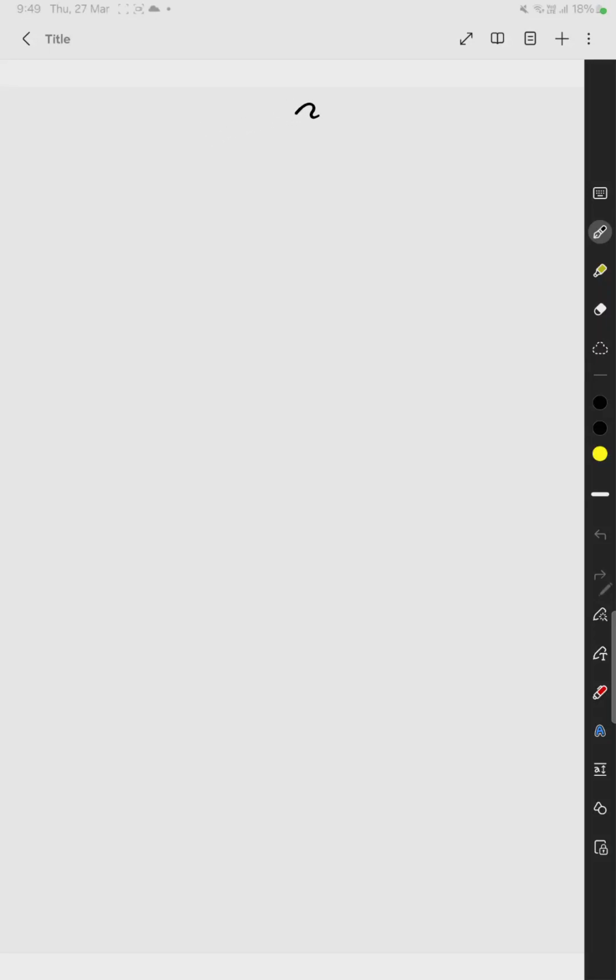So let us discuss today about the stroke. So what is stroke? Stroke is a focal neurological deficit which is irreversible.